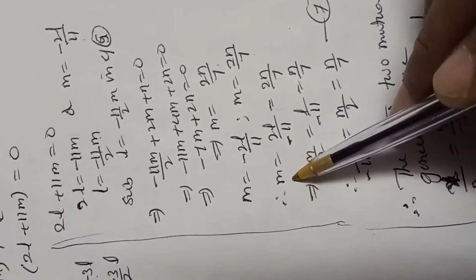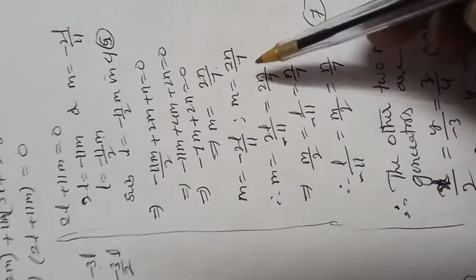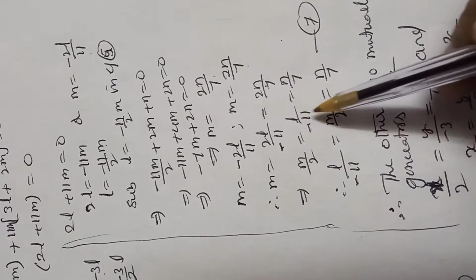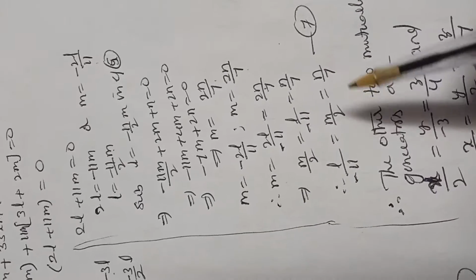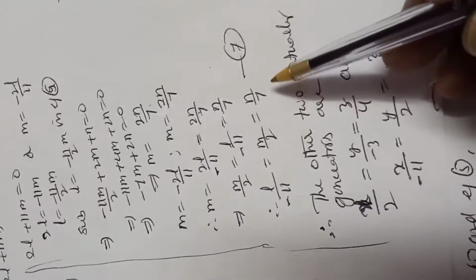Right? Therefore, m is equal to minus 2l by 11 is equal to 2n by 7. Throughout we are dividing by 2: m by 2 is equal to l by minus 11 is equal to n by 7. We are writing in a proper order: l by minus 11 is equal to m by 2 is equal to n by 7.